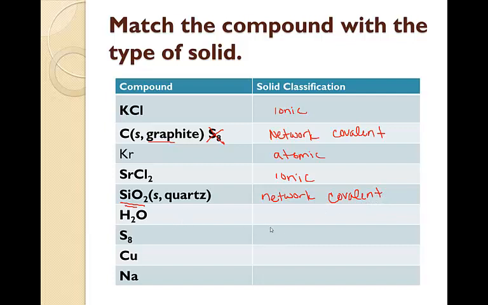H2O is molecular. S8, because it's only one type of atom, is still atomic, but it's molecular atomic. Cu is copper, which is metallic. And finally, Na is sodium, which is once again metallic. And that is the different types of solids.